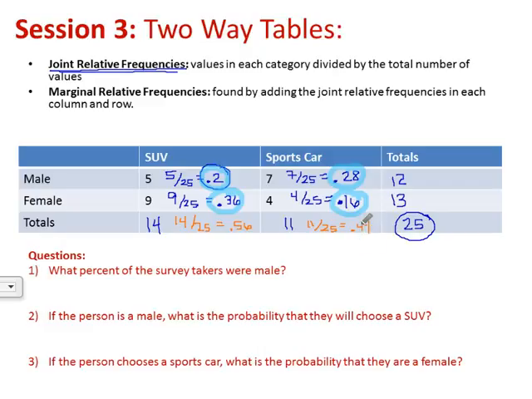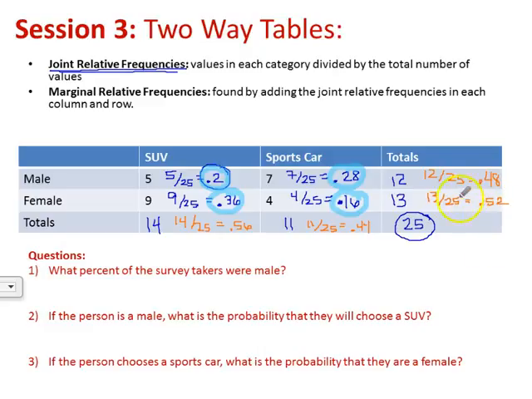I'm just plugging these in my calculator. 11 divided by 25 is 0.44. I'm going to do 12 divided by 25, plug that into my calculator, and I get 0.48. And then 13 divided by 25, and I get 0.52.